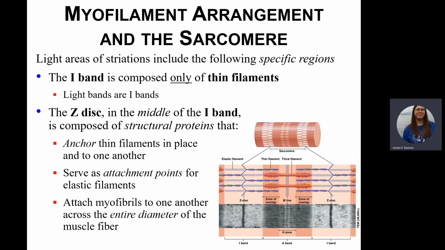Okay. So light areas of striations include the following specific regions. The I band is only composed of thin filaments. So light bands are I bands, so to speak. The Z disc, which is in the middle of the I band, is composed of structural proteins that will anchor the thin filaments in place to one another and serve as attachment points for elastic filaments. They also attach myofibrils to one another across the entire diameter of the muscle fiber.